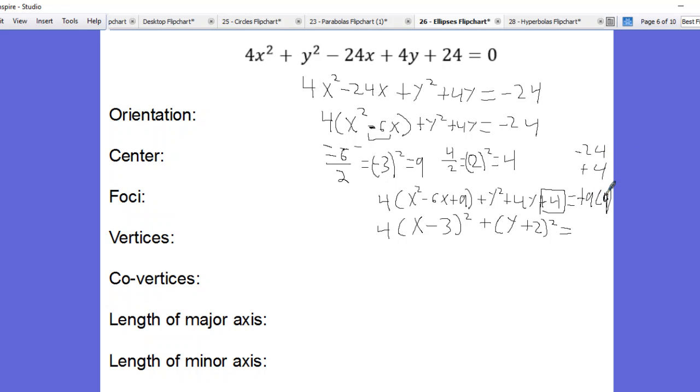9 times 4 is 36. -20 plus 36 is 16. So it's equal to 16. Lastly, the standard form ellipse has a 1 on the right-hand side of the equal sign. So we're going to get a 1 on the right-hand side of the equal sign. I'm going to divide each side by 16.